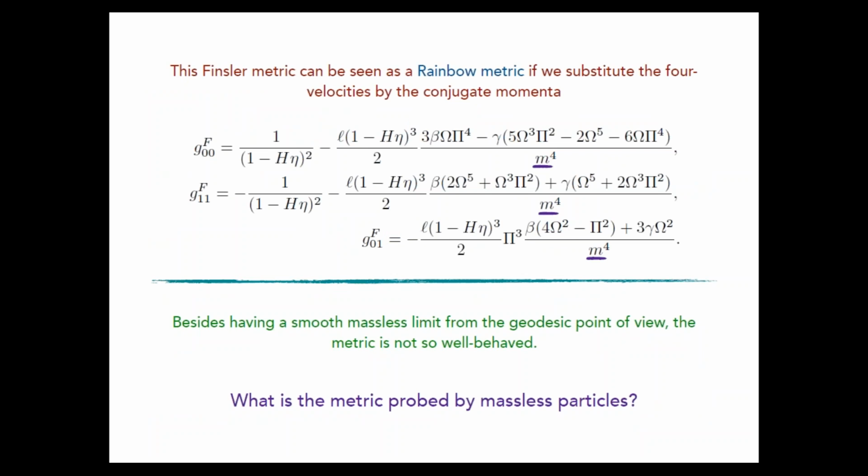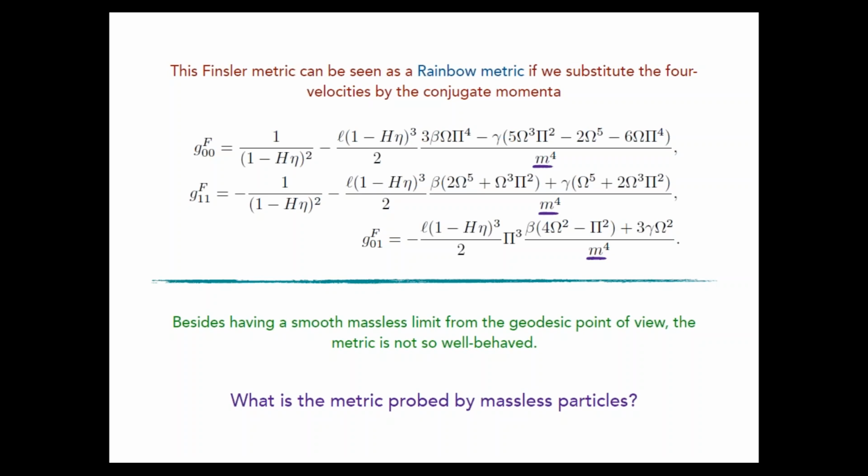In that formalism, for on-shell particles, you can substitute from the equations of motion the velocities by the energy and momentum. In this case, of course, we are working in 1+1 dimensions for simplicity. But the metric gets that form. And there is a feature here that was not present in the original rainbow gravity formalism, which is the presence of the mass of the particle in the definition of the rainbow metric.